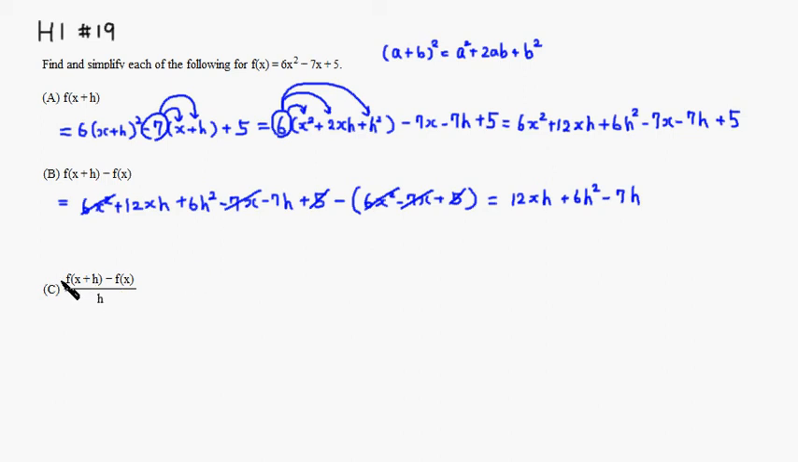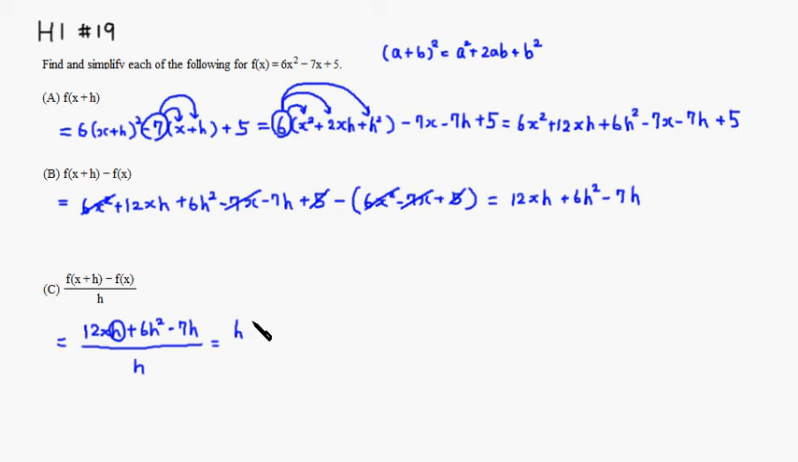The numerator is the same thing as part B, so I'm going to just put that in. So this is going to be 12xh plus 6h squared minus 7h, all over h. You can see that all three terms have h in it. So I'm going to factor h out here.